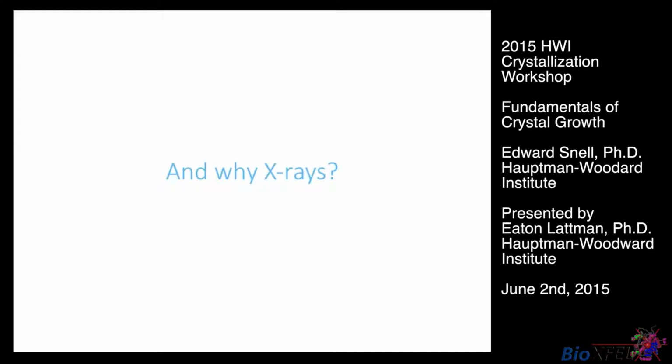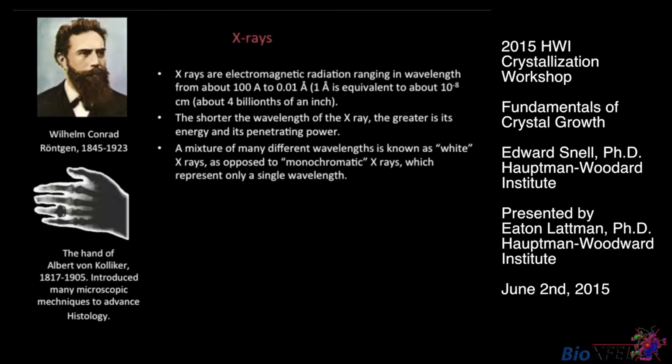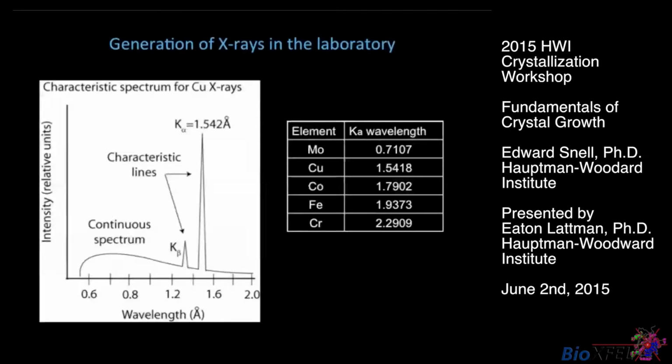So the next question is why X-rays? This is Röntgen. This is one of the earliest radiographs taken of a human hand. The early X-rays that we had were polychromatic, and it's been an important advance in crystallography to learn how to generate monochromatic X-rays. And there have been many steps in this over the history of the field.